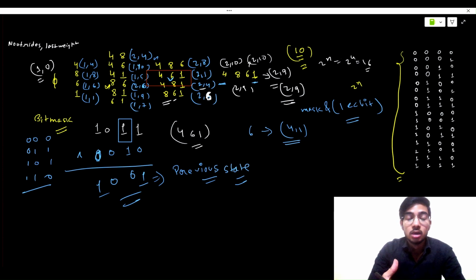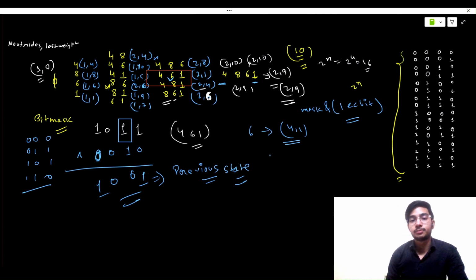If you can process it, then you have to add the weight to the last weight, and if it is not, you have to add the number of bytes and update the weight, right? This is something we will see in the code. So this is how you can use bit mask to process all these states, and you can achieve your answer, right? Now let's try to code it.